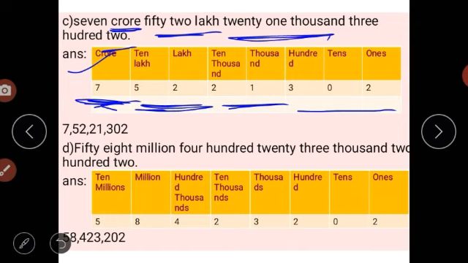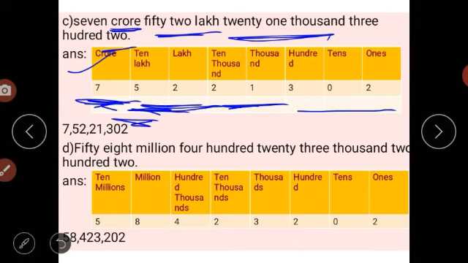Next, what will the numerals become here? First number is 7, and after that we are placing a comma to show that it is a crore. Next, what is the value here? 52. And after writing 52, what are we doing here? We are placing a comma for showing that it is the value of lakh. Again, what is the value for 1000? 21. Again, after showing the value for 1000, we are putting a comma. Next, what is the value remaining? 302. We are writing it as it is. Okay.